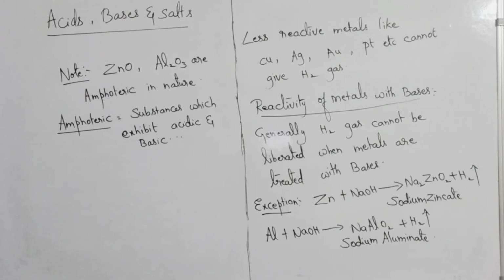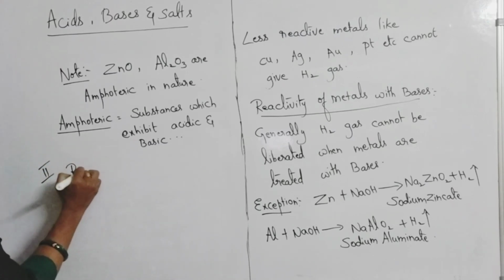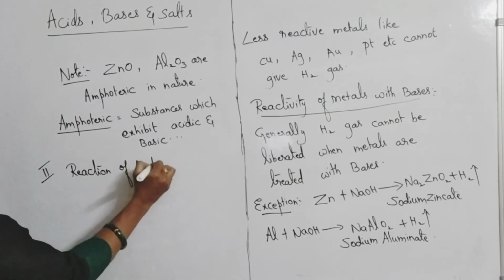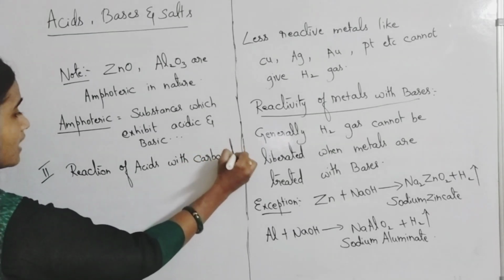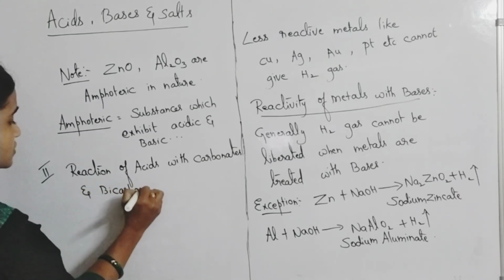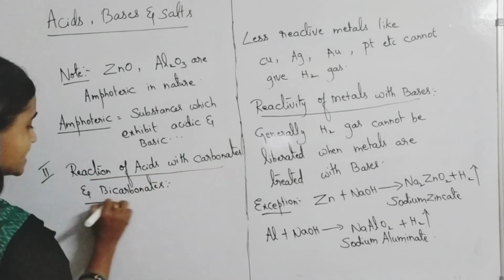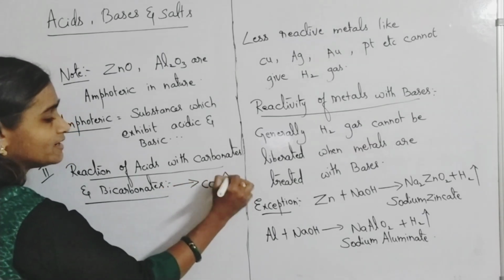And then we'll move on to reactivity of acids with carbonates and bicarbonates. Okay, second property is reaction of acids with carbonates and bicarbonates. So carbonate salts generally, when they react with acids, give carbon dioxide gas. CO2 gas is liberated. Please remember this point.